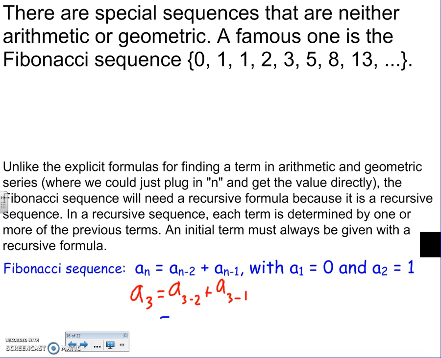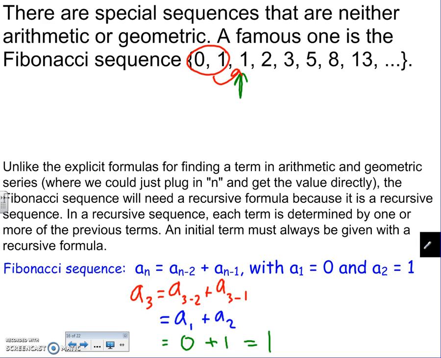Well, a sub 3 minus 2 is a sub 1 plus a sub 2, which is, a sub 1 is 0 plus 1, which gives us 1. And that is a sub 3. So the third term is 1. And again, this is the previous two terms added together. So 0 plus 1 is 1.